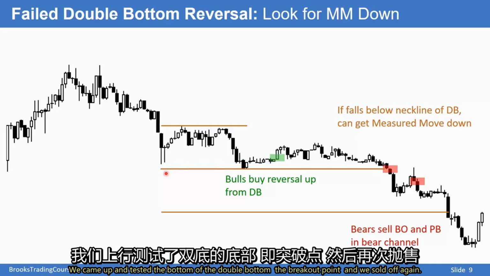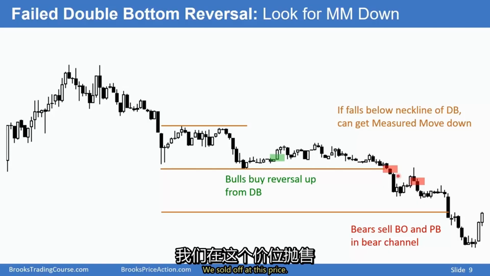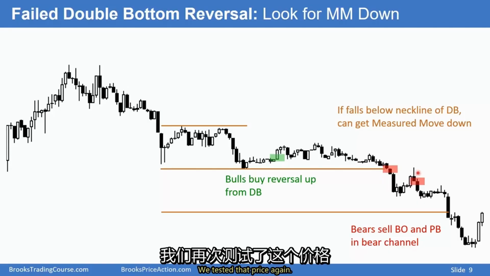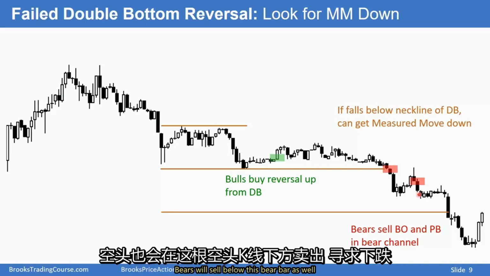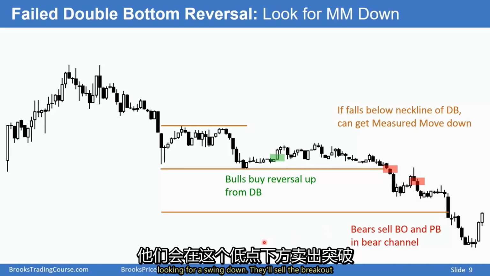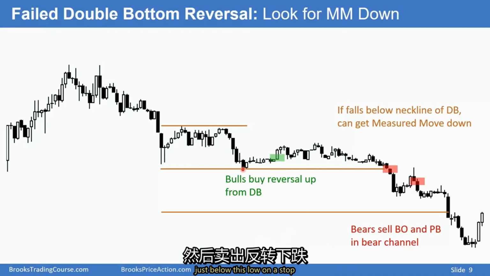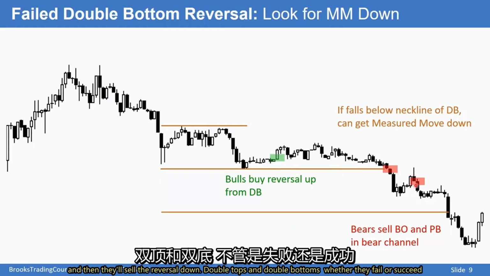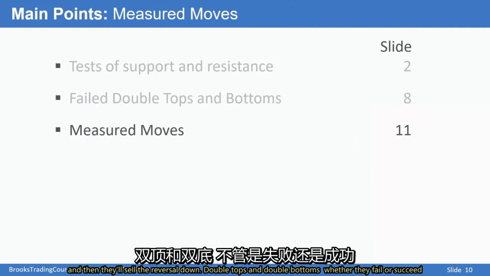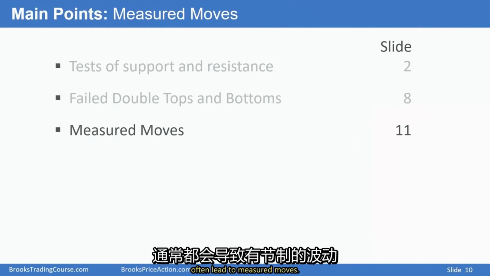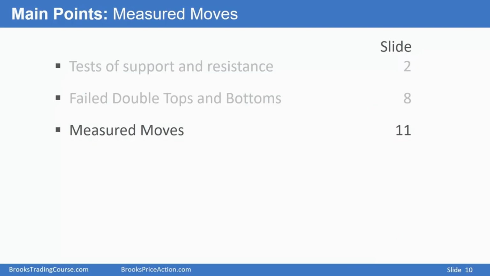We came up and tested the bottom of the double bottom, the breakout point, and we sold off again. We sold off at this price. We tested that price again. We sold off again. Bears will sell below this bear bar as well, looking for a swing down. They'll sell the breakout just below this low on a stop, and then they'll sell the reversal down. Double tops and double bottoms, whether they fail or succeed, often lead to measured moves.